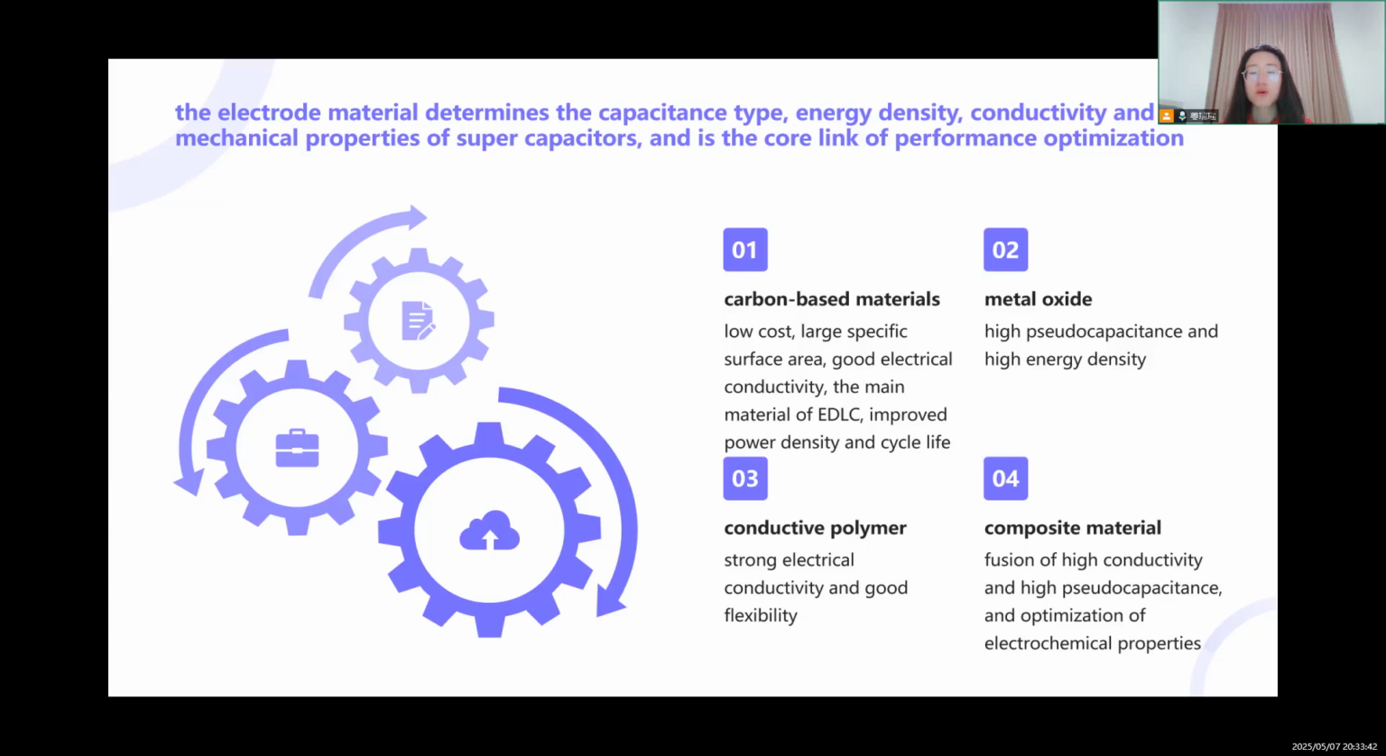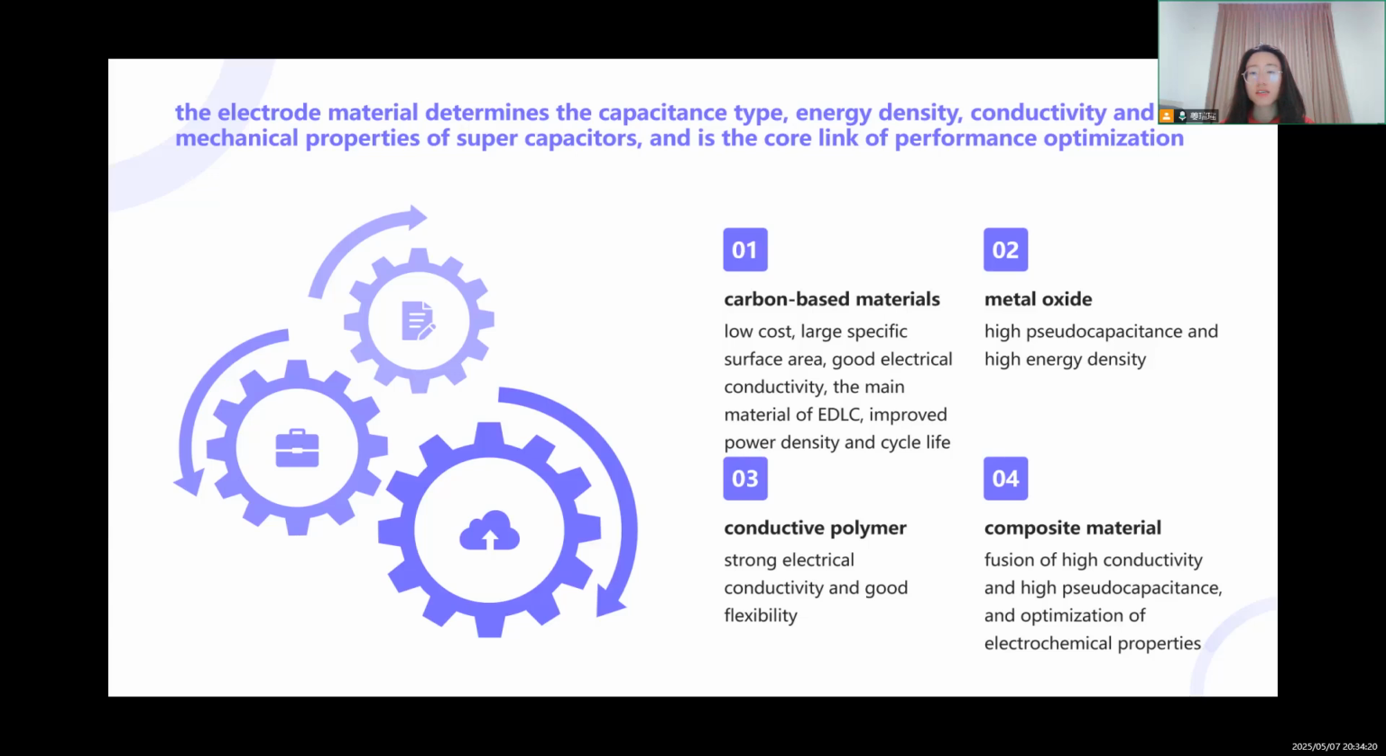Second is metal oxide: high pseudocapacitance and high energy density. Pseudocapacitors, examples like manganese dioxide, but some materials are expensive and have relatively low stability. Next is conductive polymer: strong electrical conductivity and good flexibility. Suitable for wearable supercapacitors, examples like PANI and PPY, but the long-term stability is relatively poor.